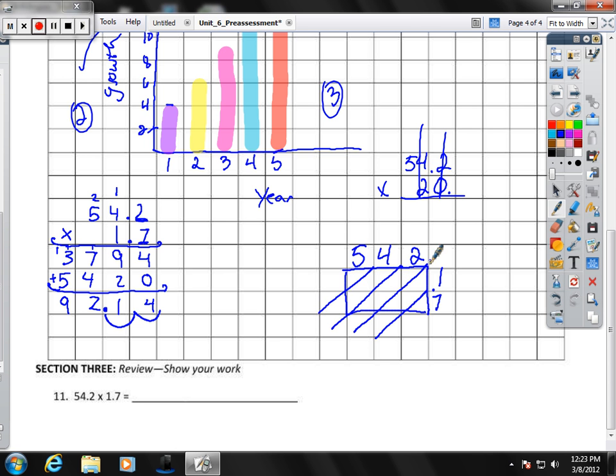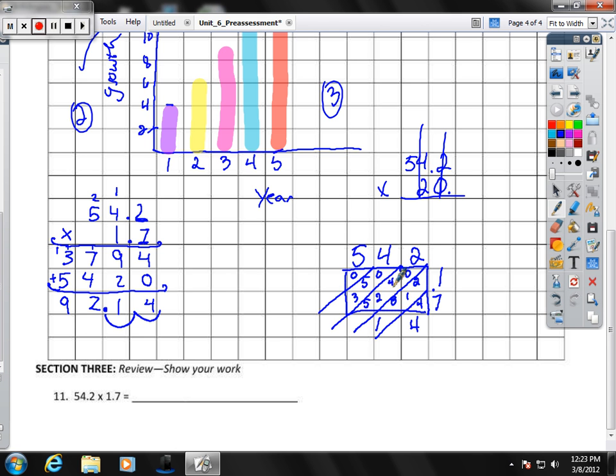And now we multiply 1 times 2. 2 there, 0 here. 1 times 4. 4 here, 0 here. 1 times 5. 5 here, 0 here. 2 times 7, 14. 7 times 4, 28. 7 times 5, 35. And now we got to add. That's a 4. 8 and 2. Oh, 8 and 2 is 10. Plus 1 is 11. Carry your 1.